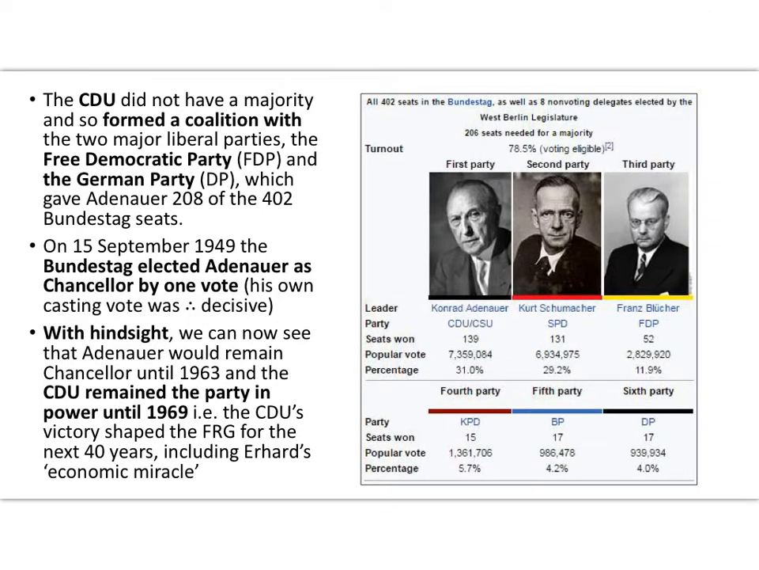Okay, that's talked about on that slide. So Adenauer, by a narrow margin, was voted as the first Chancellor of Germany, and we now know with hindsight that he held that position until 1963, and the CDU actually stayed in power. It wasn't until 1969 that the SPD eventually took office. So for the first 20 years, the CDU were the governing party of the new West German state.